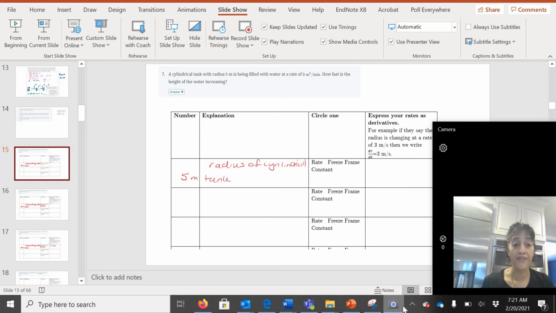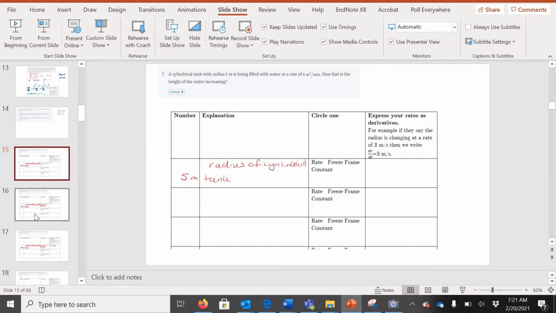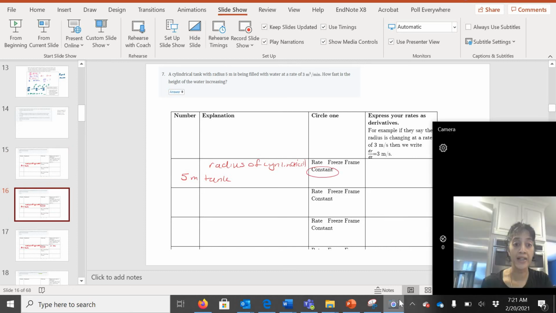So this is not a freeze frame moment in time. That's what my students used to call it, where we had something changing and all of a sudden you stop the camera and you take a freeze frame. That's not the case here. The 5 meters is always 5 meters. So what we get here is that this is a constant.